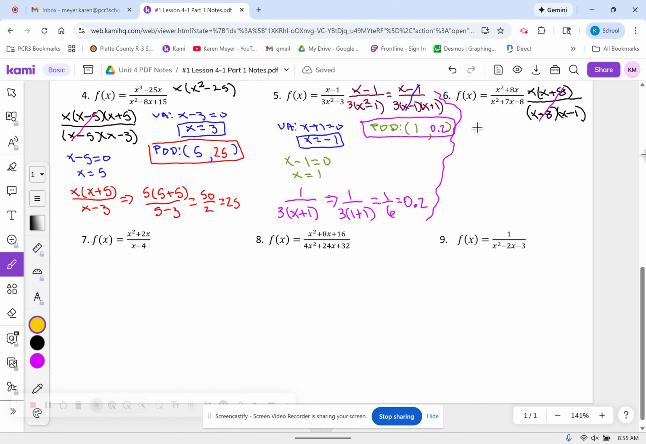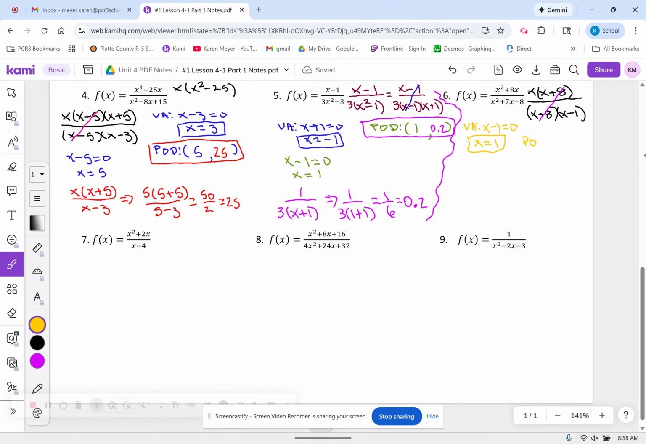So I'm going to do my VA first. And for VA, what I have left on the bottom is x minus 1 equals 0. So if I solve that, I get x equals positive 1. So that's my VA.